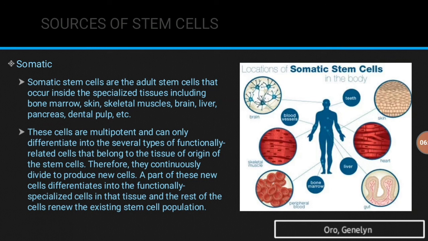cells renew the existing stem cell population, as you can see in the illustration picture beside. It is the locations of somatic stem cells in the body. So, the brain, the teeth, blood vessels, skin, heart, liver, bone marrow, etc.